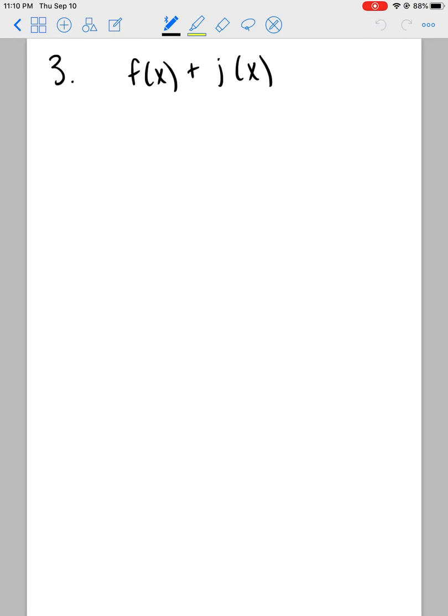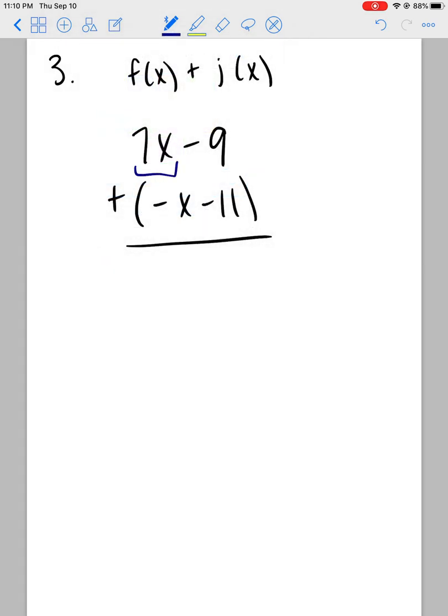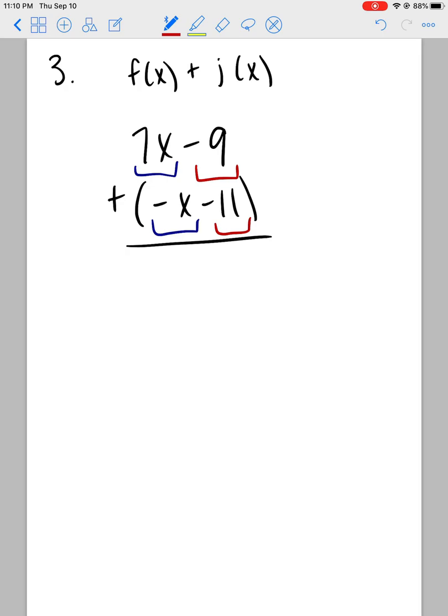And the third one, f of x plus j of x, 7x minus 9 plus negative x minus 11. Once again, separate out your like terms. So negative 9 plus negative 11 is negative 20, and 7x plus negative x is 6x.